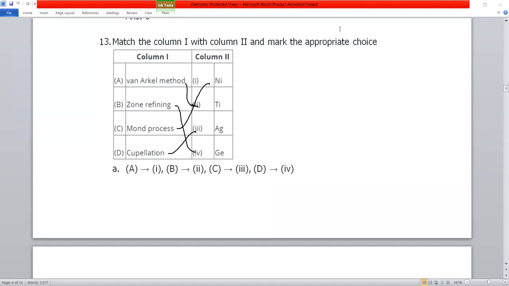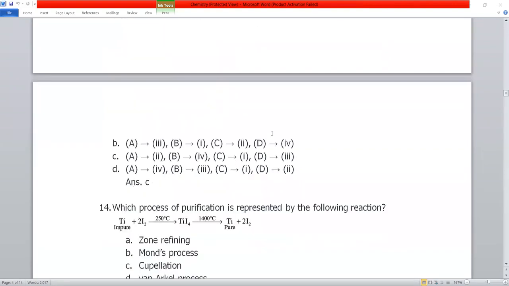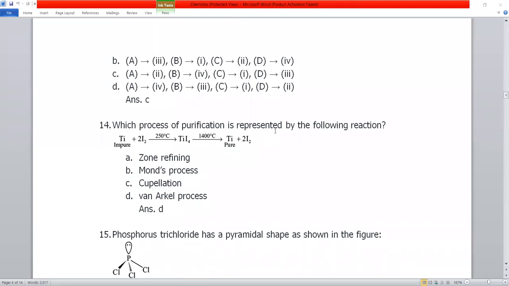Next, question number 14. The process of purification represented by the following reaction: impure titanium metal treated with iodine is converted into TiI4, and on heating it gives pure titanium. In which process do we use titanium, as we just saw? It is used in the Van Arkel process. Zirconium as well as titanium is used in the Van Arkel process, students.